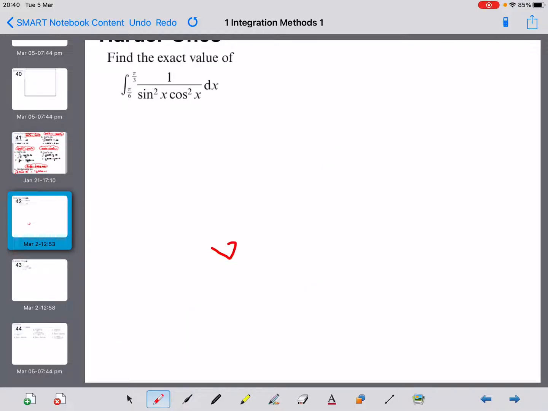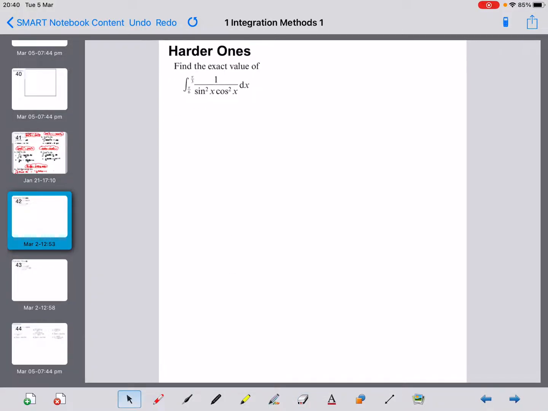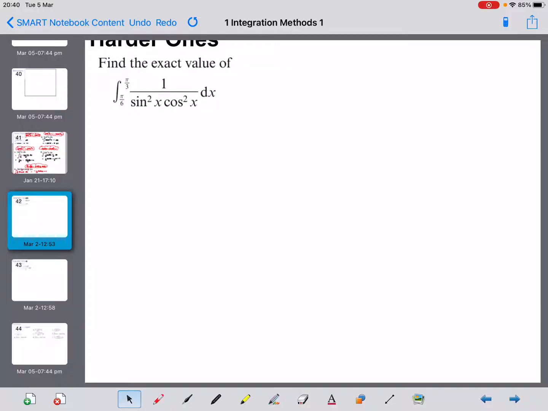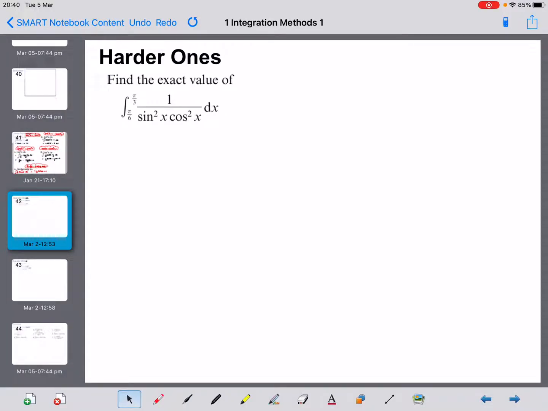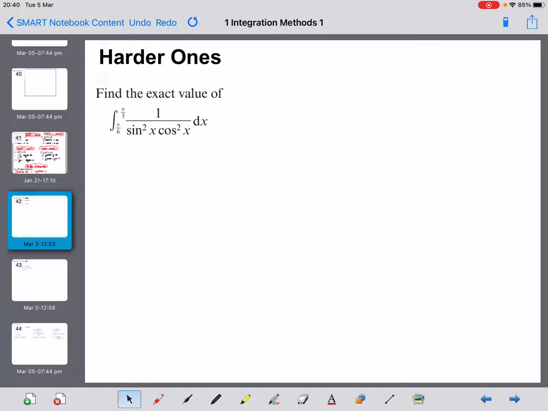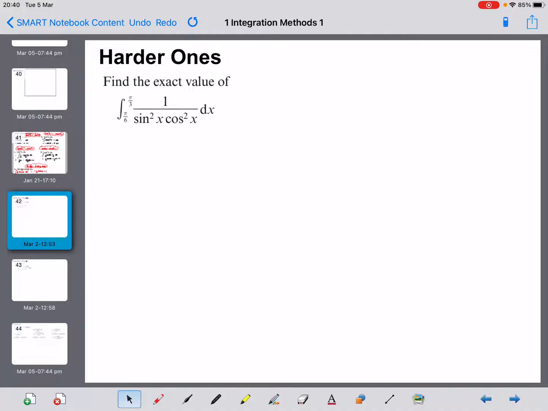Okay, so here's the first one we're going to have a look at, entitled harder ones. Okay, so we've got limits for this one, so we need to integrate it and substitute the limits in. Notice that these are in radians. We're always in radians when we are using differentiation and integration of trig. We always have to be in radians. Okay, so even if you don't get the clue from the fact we're substituting values of pi in, you've got to remember that we're in radians. Okay, find the exact value of.